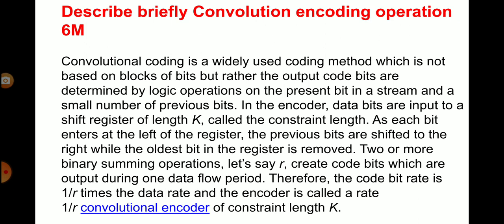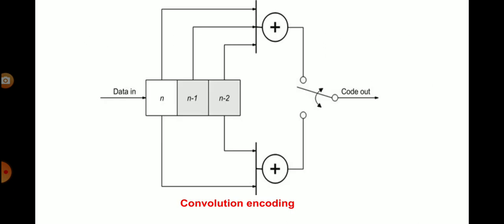Two or more binary summing operations, let's say R, create code bits which are output during one data flow period. Therefore, the code bit rate is 1 divided by R times the data rate, and the encoder is called a rate 1 by R convolutional encoder of constraint length k. Figure shows convolution encoding.